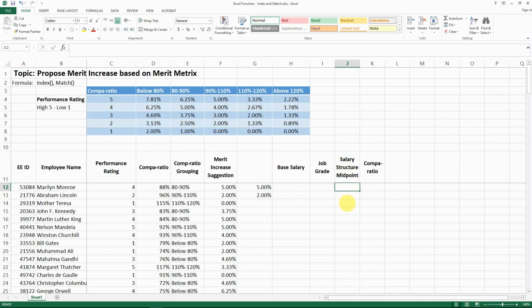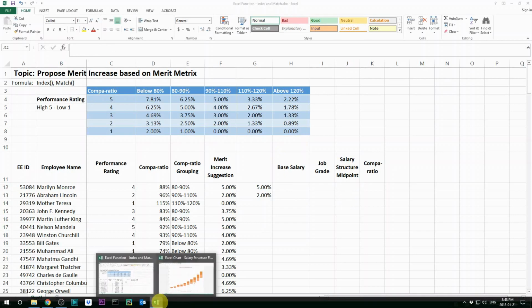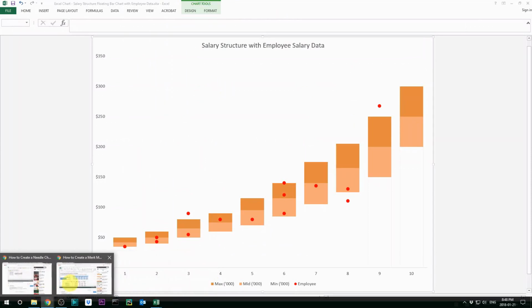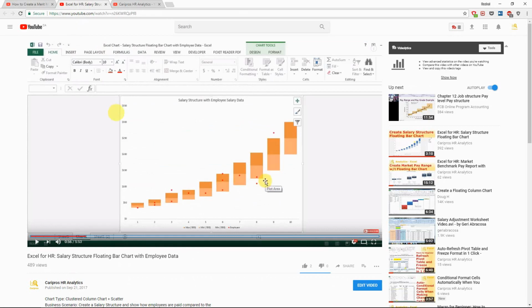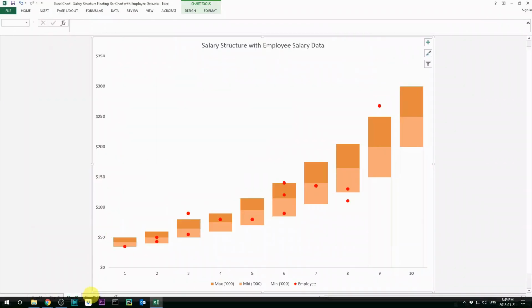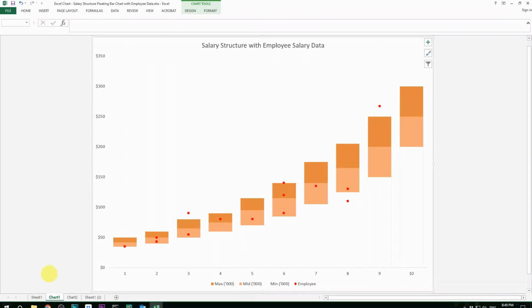Let me give you an example, and actually let me link that to another video that I did about making a salary structure floating bar chart for employees, so you can see how we actually derive the compa-ratio. This is the video, and this is the source file for the video.